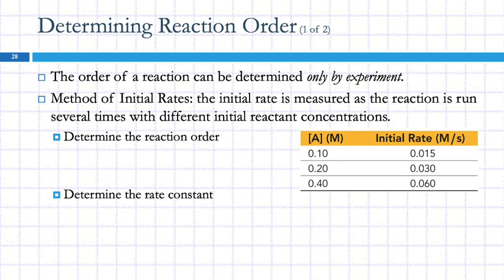So in this example, when the concentration was 0.1 molar, the initial rate was 0.015. When we doubled the concentration to 0.2, the rate changed to 0.03. When we double it again from 0.2 to 0.4, the rate changes from 0.03 to 0.06. So you can do this in a more fancy, elegant way, or just kind of almost counting on your fingers way. I'll show you the counting on your fingers.